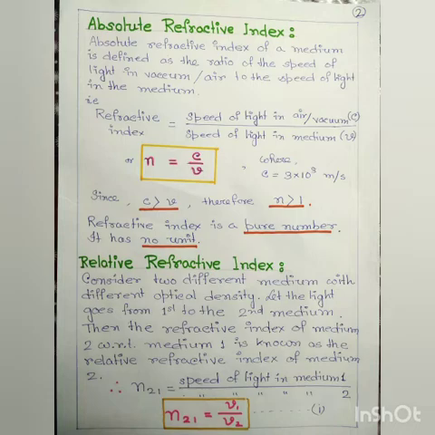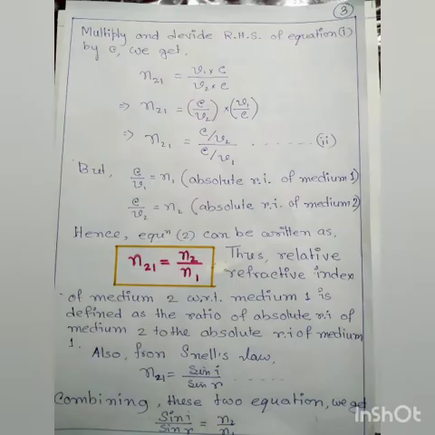Now multiply and divide the right hand side of equation 1 by c, the velocity of light. Then what we will get? n21 equals v1 into c by v2 into c. Now arrange them like n21 equals c by v2 into v1 by c. Then what we will get? n21 equals c by v2 to c by v1. Now according to the relation of absolute refractive index, what is n1? n1 is c by v1, which is the absolute refractive index of medium 1.